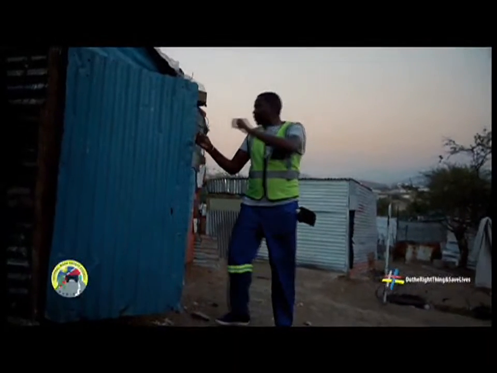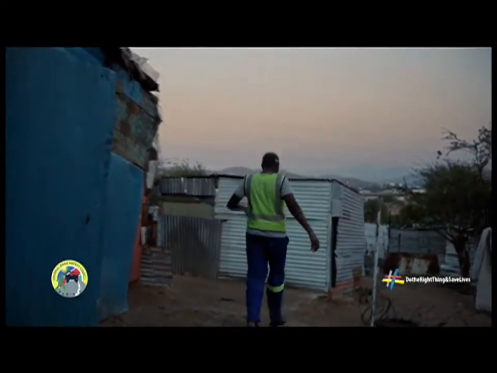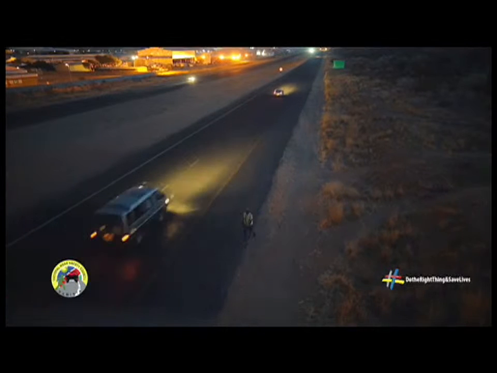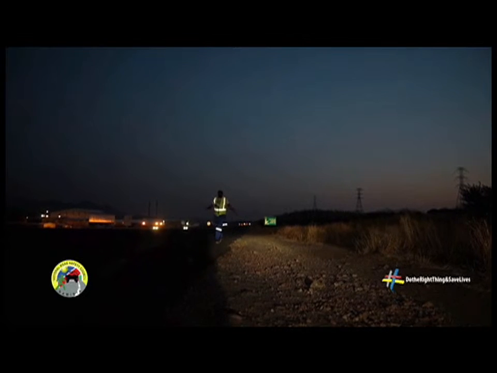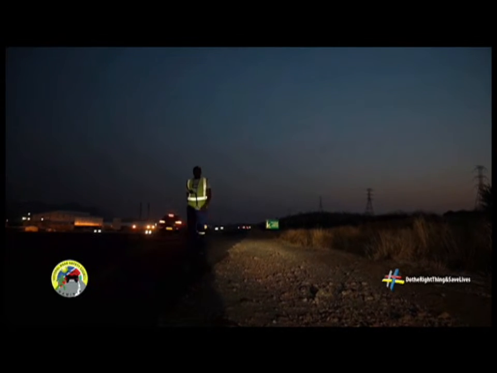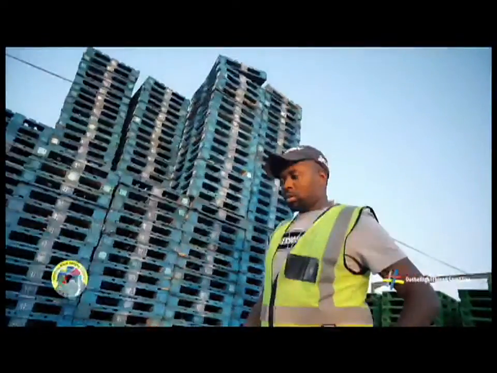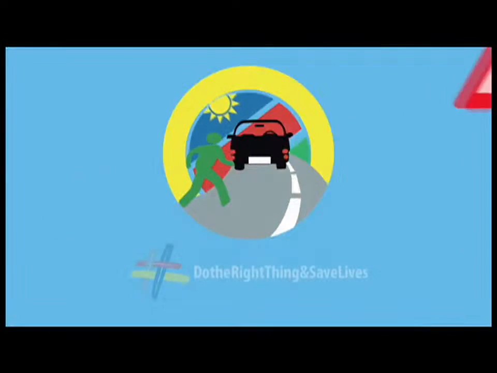Every day, I leave home not knowing if it is the last time I say goodbye to my family. On my way to work, I see a lot of drivers who do not follow the rules of the road. Some are distracted and others make poor choices that can take my life. I used to be at risk of being killed for not being visible, but now I wear my reflective attire so that you can see me when you are on the road. Do the right thing and save lives. This message was brought to you by the National Road Safety Council.